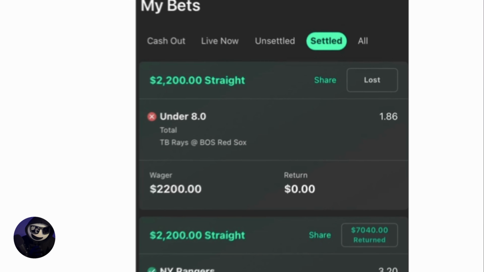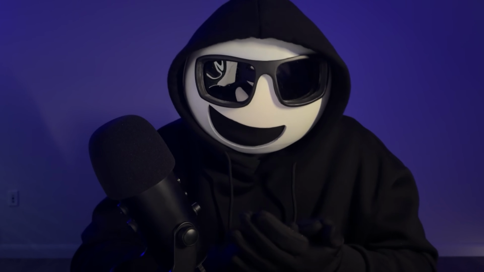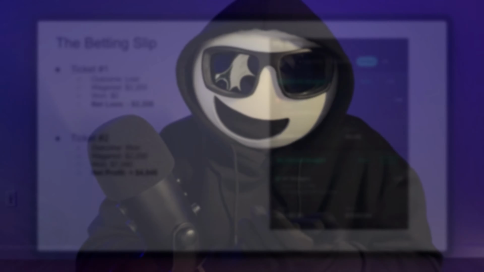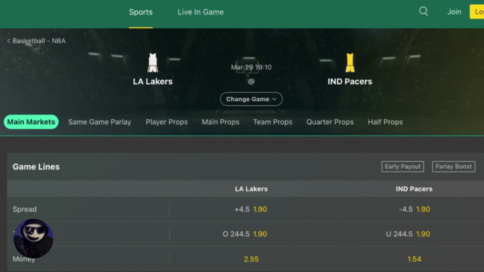Here are some examples of slips I've posted last year, and by the end of this module, you'll know how to place and read these betting slips, so we'll come back to these later. When you log into your sportsbook and open an event, this is what you'll typically see.